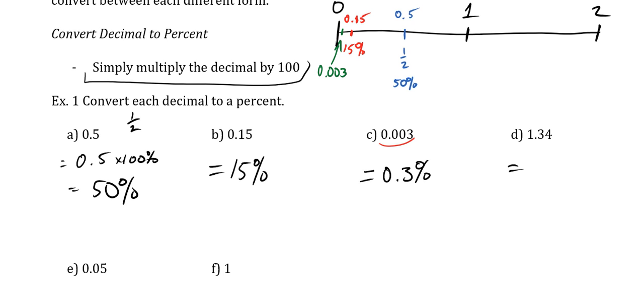1.34? Nice. 134%. Where would that be? Not halfway, but somewhere right around there. 1.34 is more than 1, more than 100%. 134%. Sometimes that makes sense. Sometimes it might not.